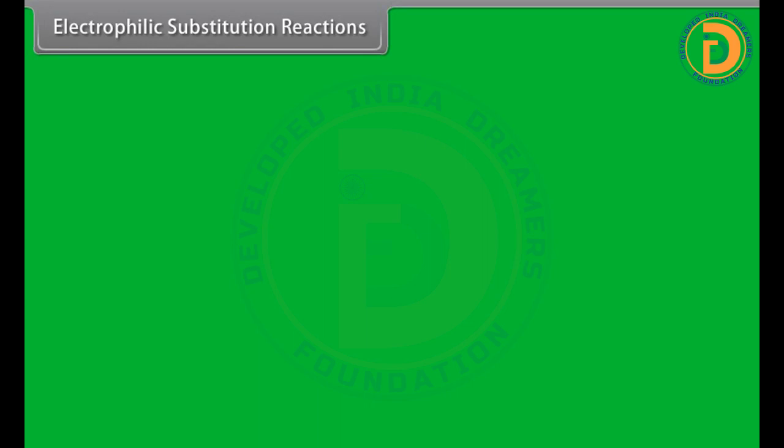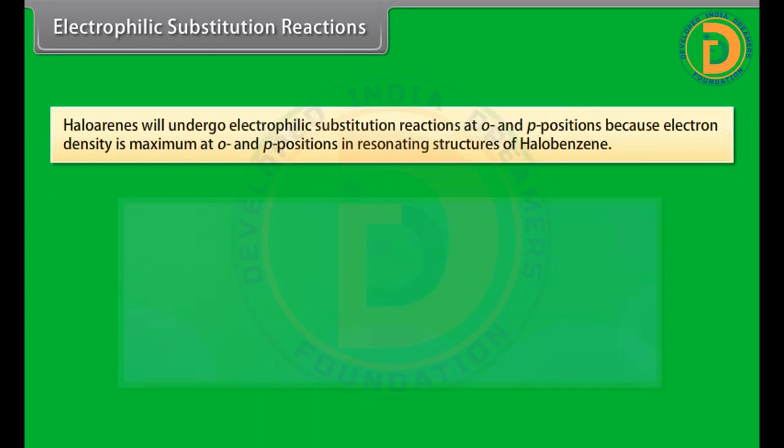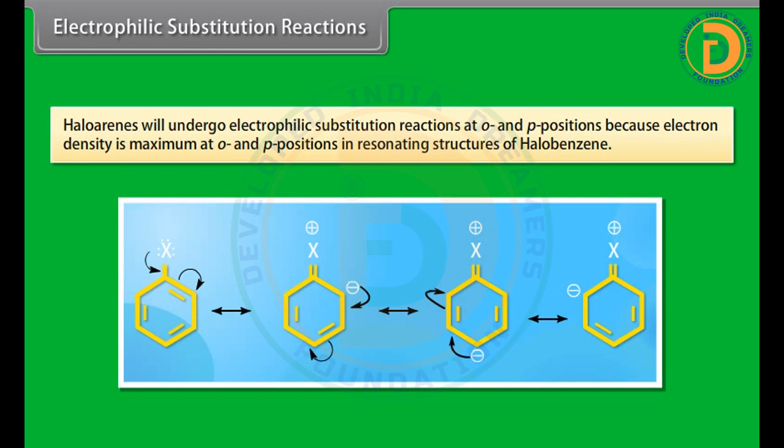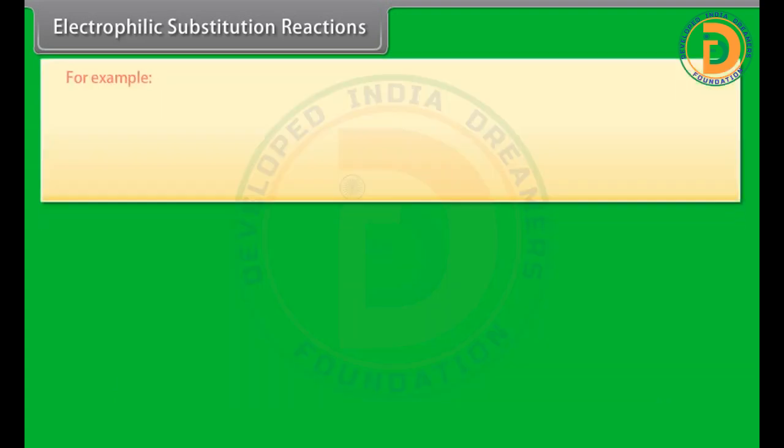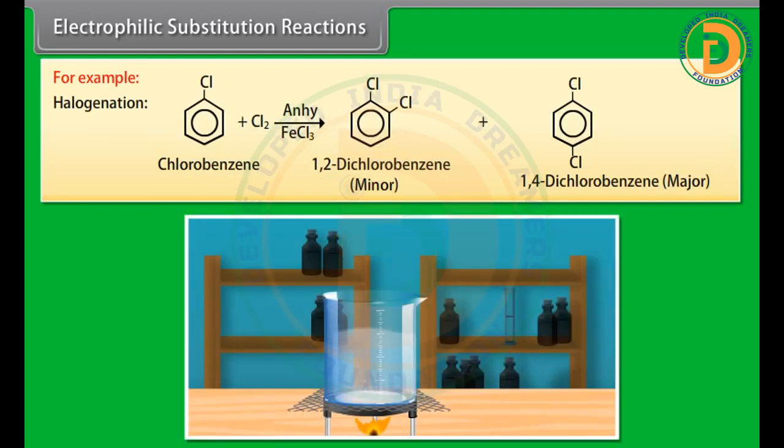Electrophilic substitution reactions. Haloarenes will undergo electrophilic substitution reactions at ortho and para positions because electron density is maximum at ortho and para positions in resonating structures of halobenzene. For example, halogenation. When chlorobenzene is mixed with chlorine and then we add ferric chloride, it reacts to give 1,2-dichlorobenzene, which is a minor product, and 1,4-dichlorobenzene, which is a major product.